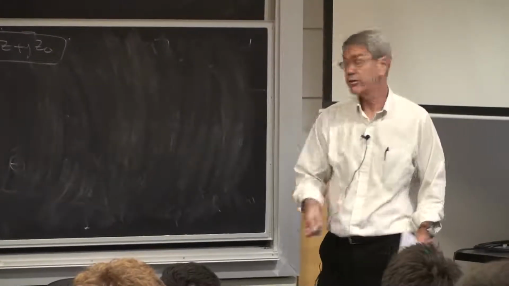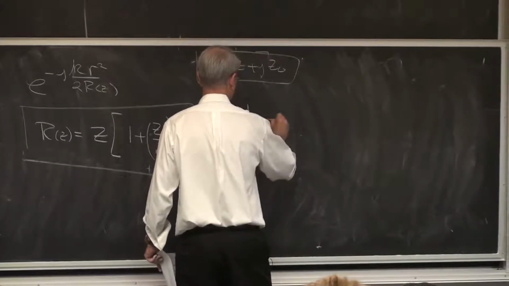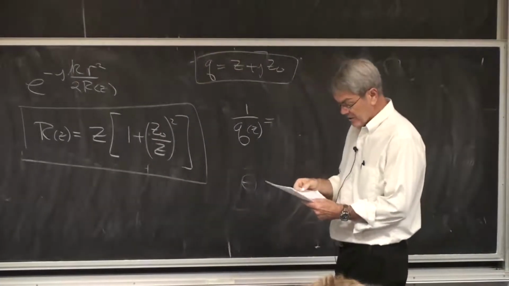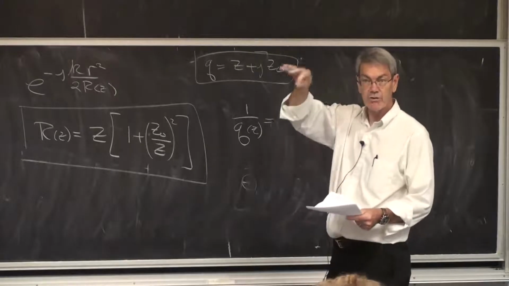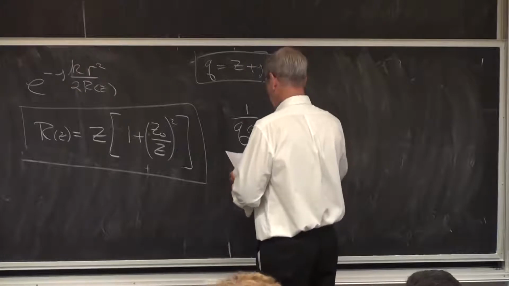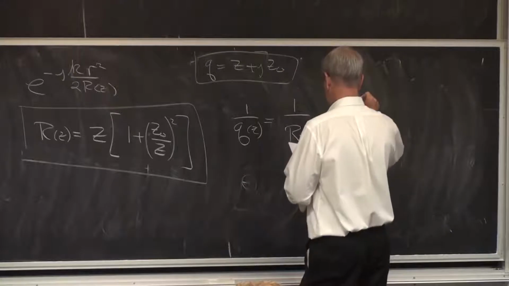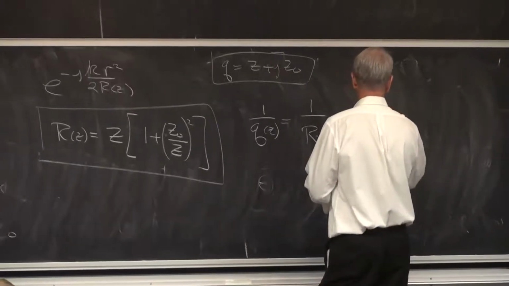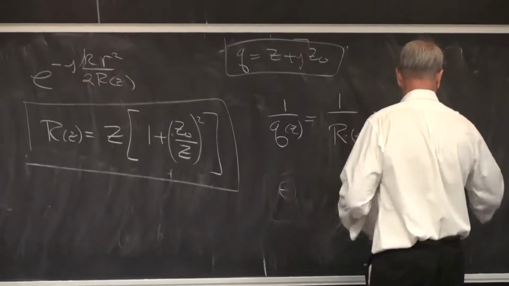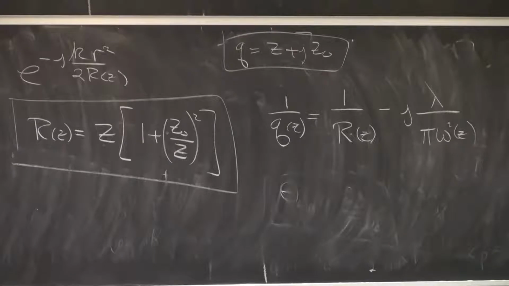What if I take 1 over Q? I do all this math, with all the z over z naughts and this kind of junk here. 1 over Q, when you get through doing it, is going to be 1 over R of z minus j times lambda over pi omega squared of z. What's neat about Q is it's complex. It's got a real and imaginary term, so there are 2 pieces of information in it.